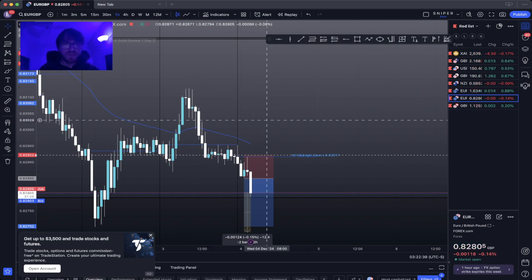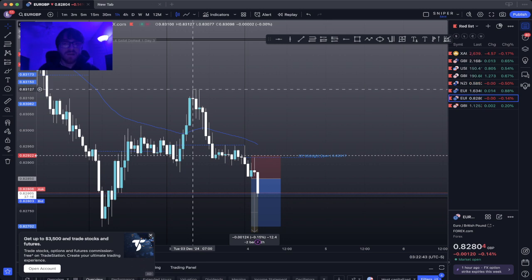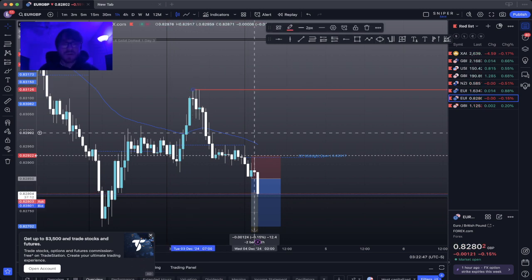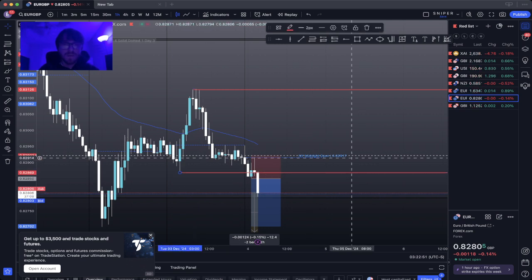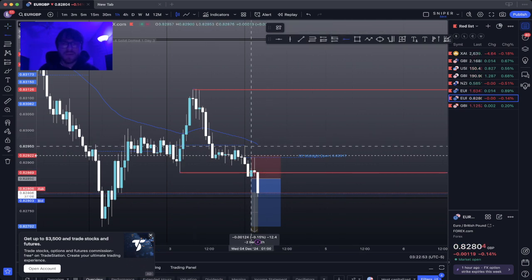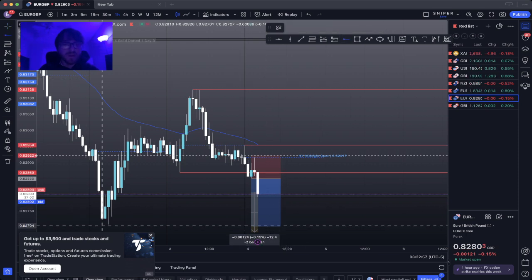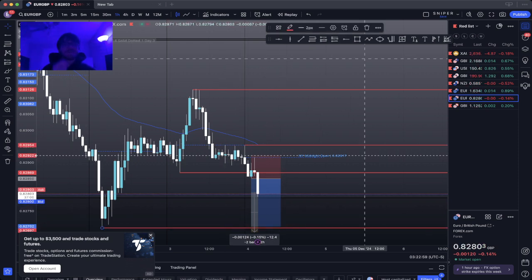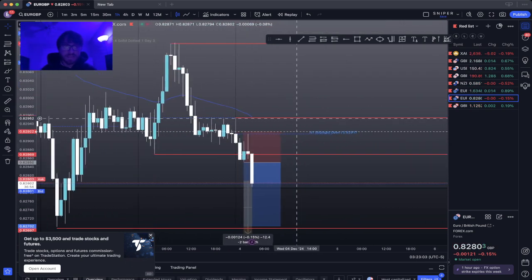So as you can see, yesterday this market created a high around this level. So the first thing we're going to do is mark out yesterday's high and mark out yesterday's low. Okay, and then after that we're going to mark out today's high and we're going to mark out the previous day's low.